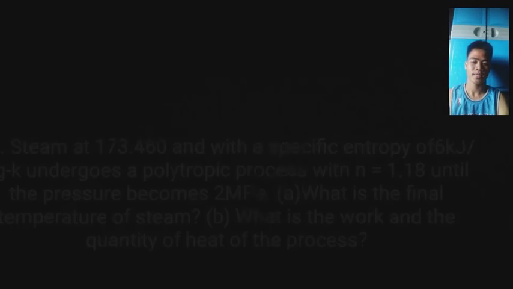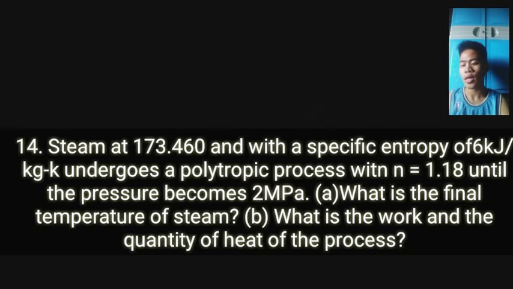Okay, next, number 14. Steam at 173.46 degrees Celsius and with a specific entropy of 6 kJ per kilogram K undergoes a polytropic process with n equals 1.18 until the pressure becomes 2 megapascal. A, what is the final temperature of steam? And B, what is the work and the quantity of heat of the process?